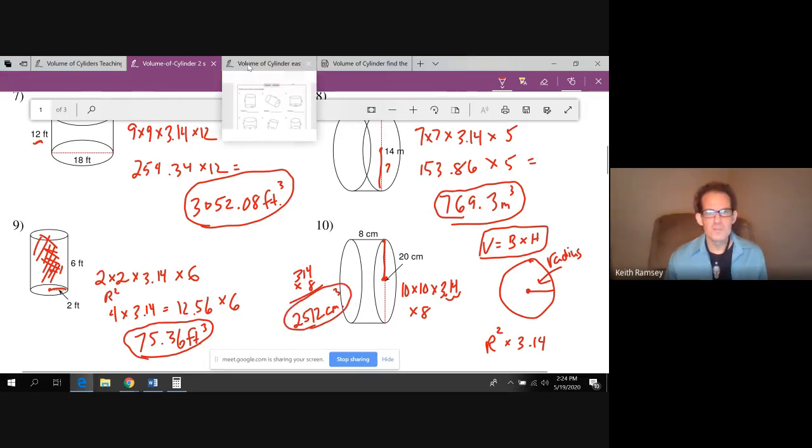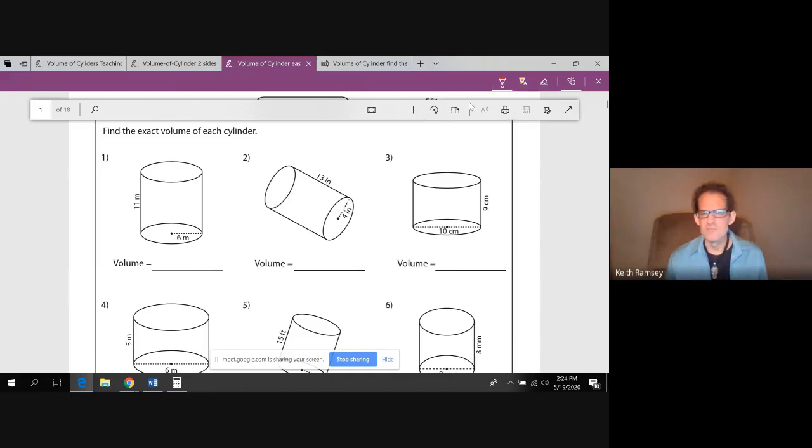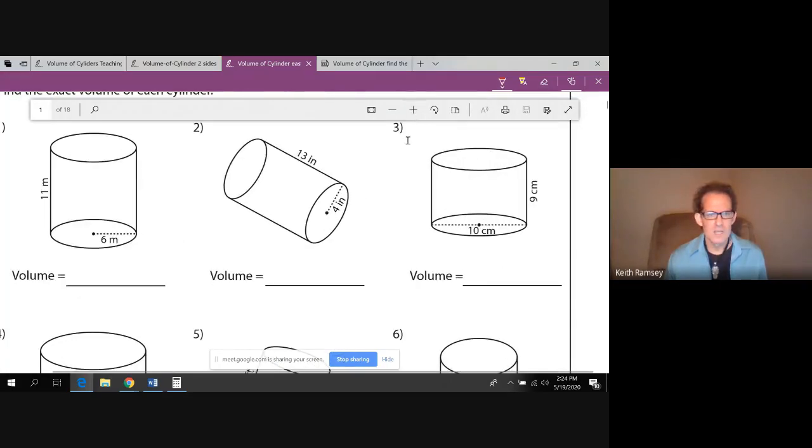Let's look at a few more. The more of these you do, the easier it gets. After a while, you get the formula pretty quick. Take a look at number 1, 2, and 3. So for number 1, it's 6 times 6 times 3.14 times 11. For number 2, you're multiplying 4 times 4 times 3.14 times 13. For number 3, you want half of 10. So you do 5 times 5 times 3.14 times 9. Take a minute, try those out, and I'll get back to you.